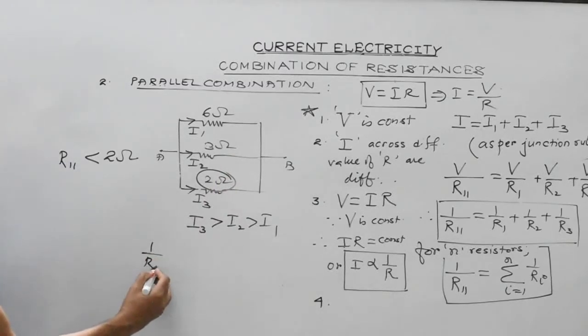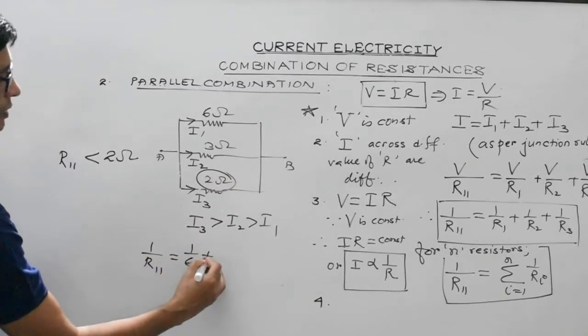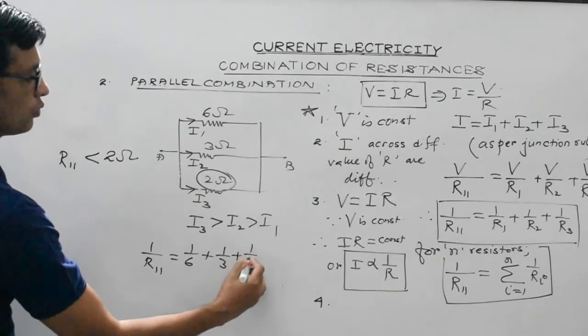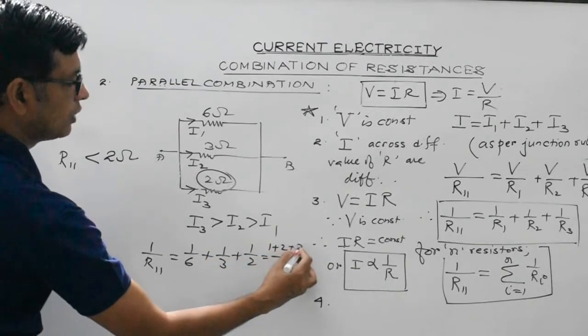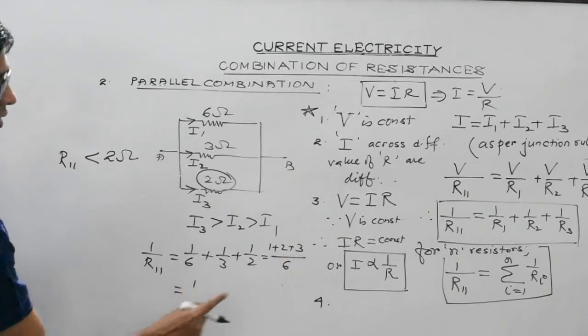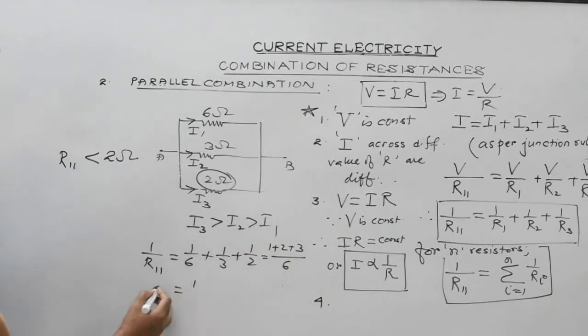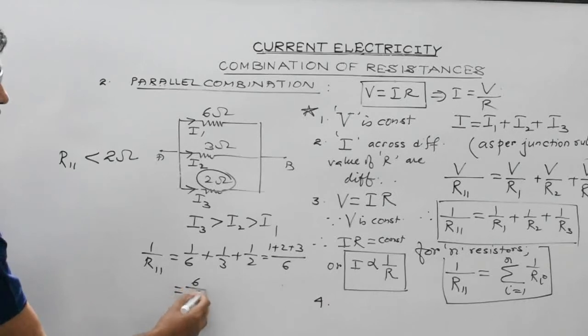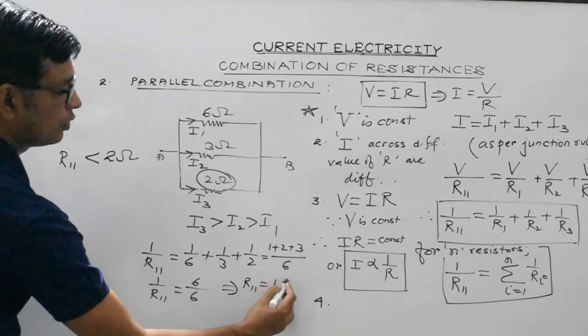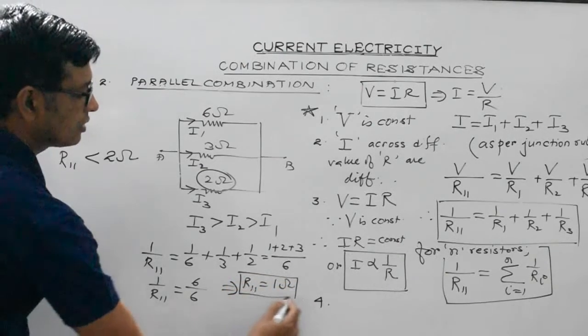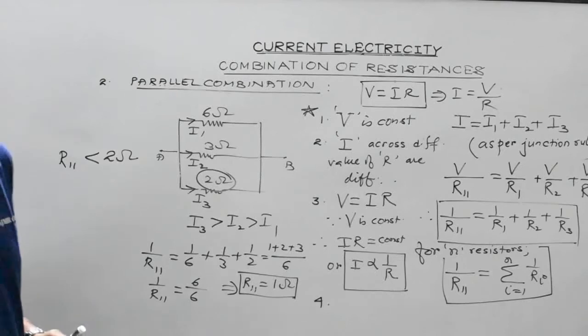So 1 by R parallel will be equal to 1 by 6 plus 1 by 3 plus 1 by 2. So 6 can be taken as LCM, so 1 plus 2 plus 3. So what do we get? 6 by 6, that is 1. Therefore, in the last step, don't forget to take the reciprocal. So it will be equal to 1 ohm, which is less than 2 ohm.